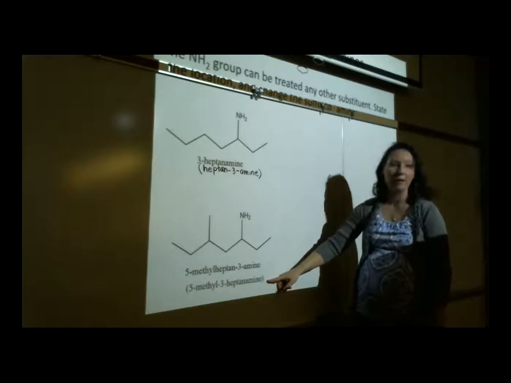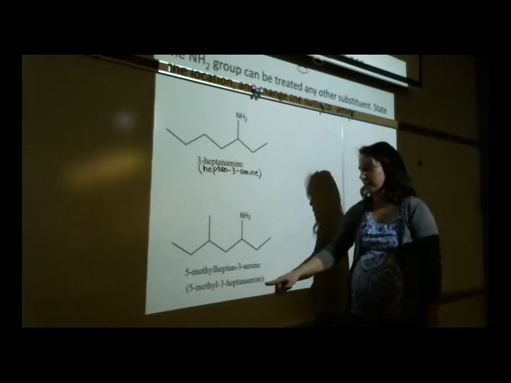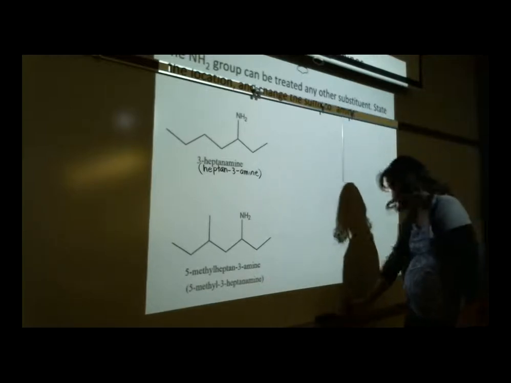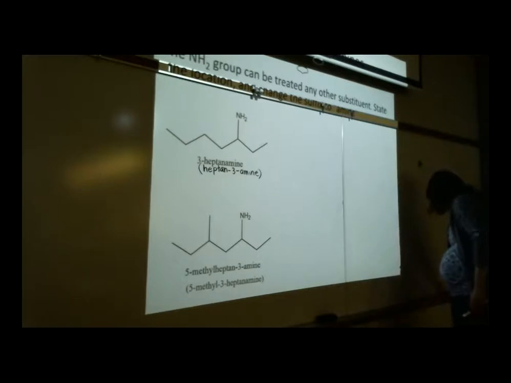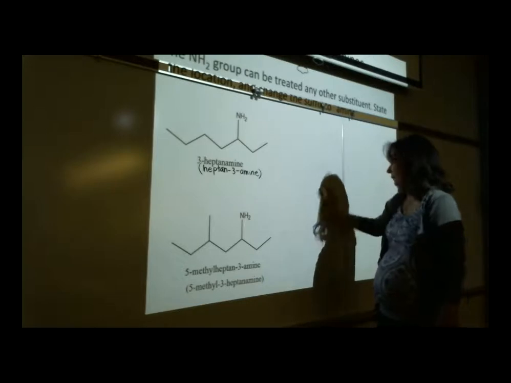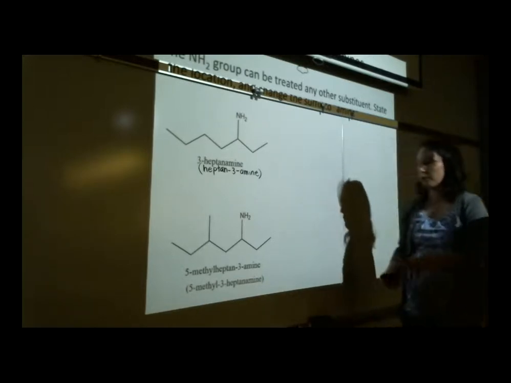Your book keeps it together, keeps the word together, 5-methyl-3-heptanamine. So I'll accept either, and I'm pretty sure your online homework accepts both as well. But I always like to show both, just because depending on the book you're looking at, you might see one versus the other, and they're both acceptable.